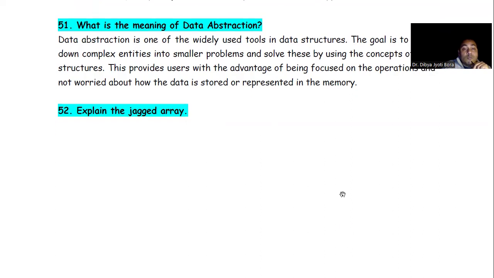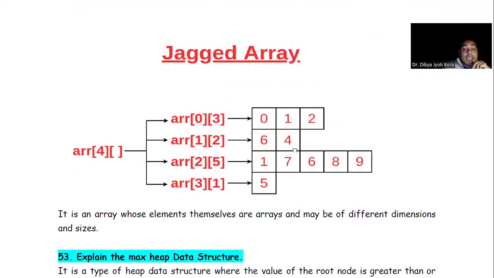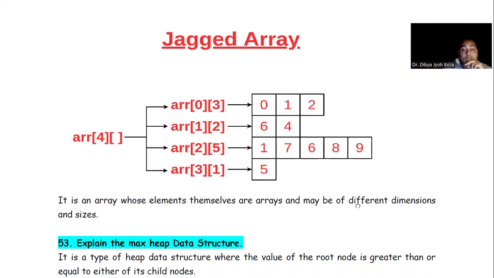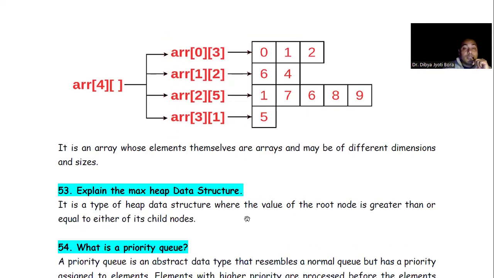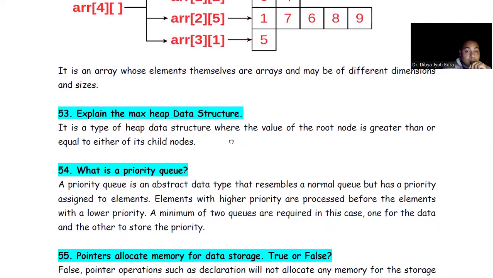Okay. Then what is a jagged array? A jagged array is an array where elements themselves are arrays and may be of different dimensions and sizes. So if in an array each element itself is an array, and that may also be of different dimension, that is a jagged array, like this one, array 4. So array 0, 3, right? Array 1, 2. So each of them, see, they are arrays of different dimensions. So that is a jagged array.